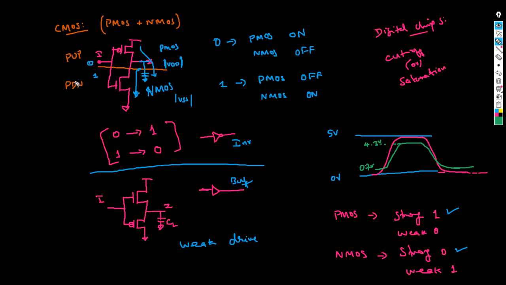I mean, the pull-up network should always be PMOS and the pull-down network should always be NMOS, so that you will have both strong 1 and strong 0. Okay, any questions here?